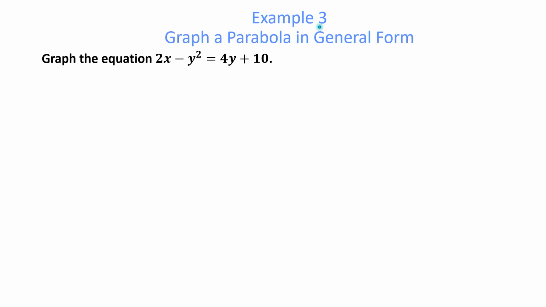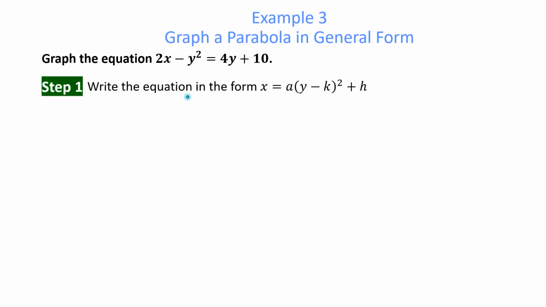So for example 3, we're asked to graph a parabola given to us in general form. So this is the equation we're asked to graph. Our first step is to write the equation in this standard form over here. So how do I know this is the standard form that we're looking for? Well, we have a y squared term. This tells us we need to isolate the x term. So here is our original equation, and we'll isolate the x term over here.